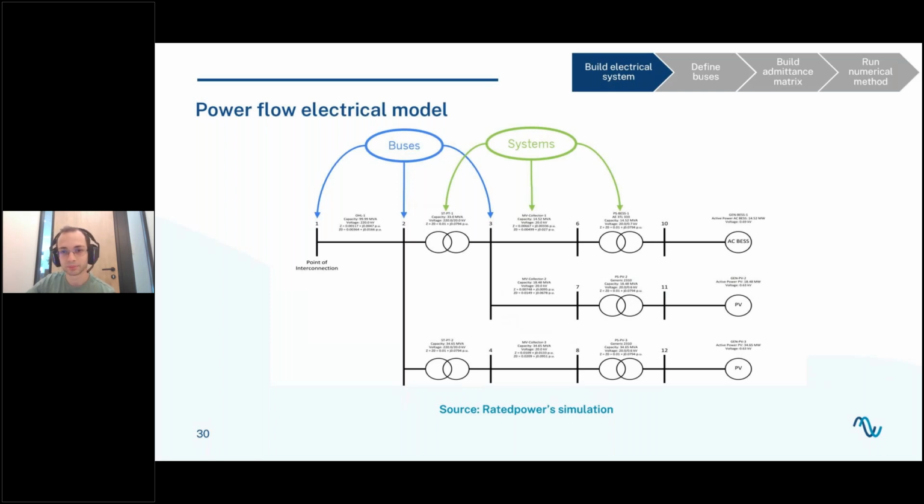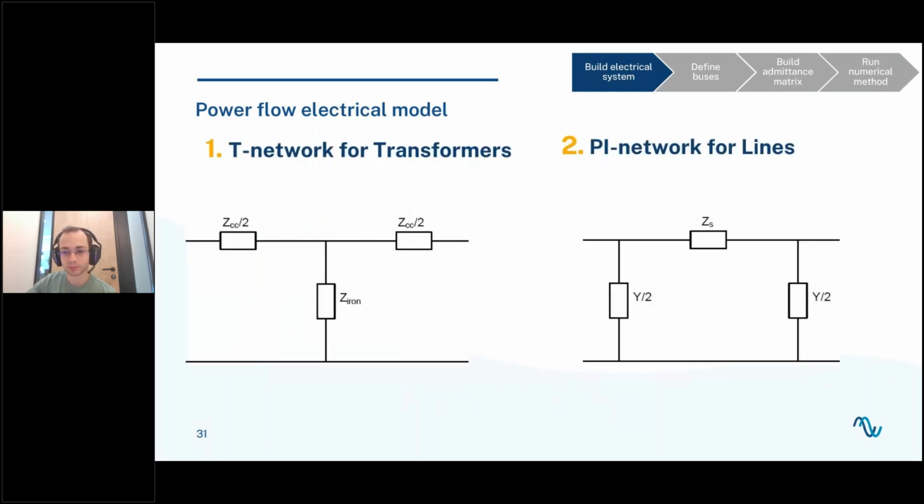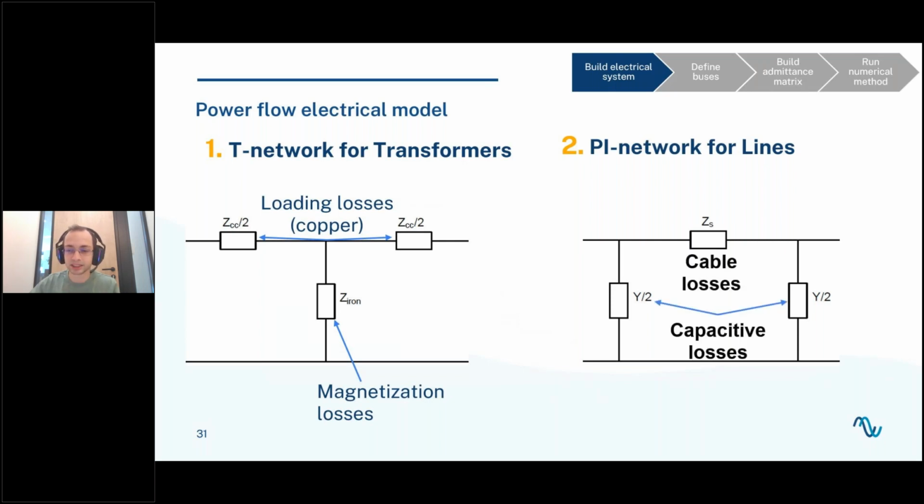So it's validated. And once you have this, you can transform also the systems to electrical systems if you want by using T-network models for transformers. So the series impedances will represent the copper losses, and the parallel impedance will represent the magnetization loss or the iron loss. And then for transmission lines, the cable losses will be represented by the series impedance, and then capacitive losses to the ground will be represented by these 2 parallel branches.